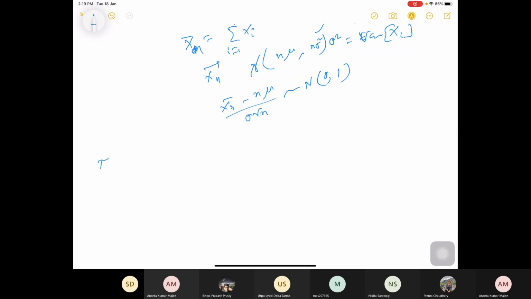So I'll first write down the statement of the theorem. Let Nt be a renewal process with interval times Ti, and let mu be the expectation of Ti and sigma square the variance of Ti. All exist and are finite.